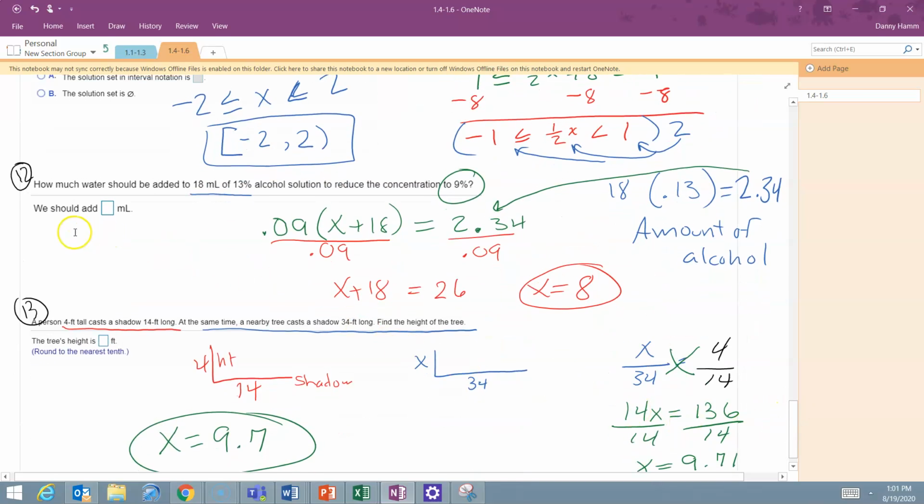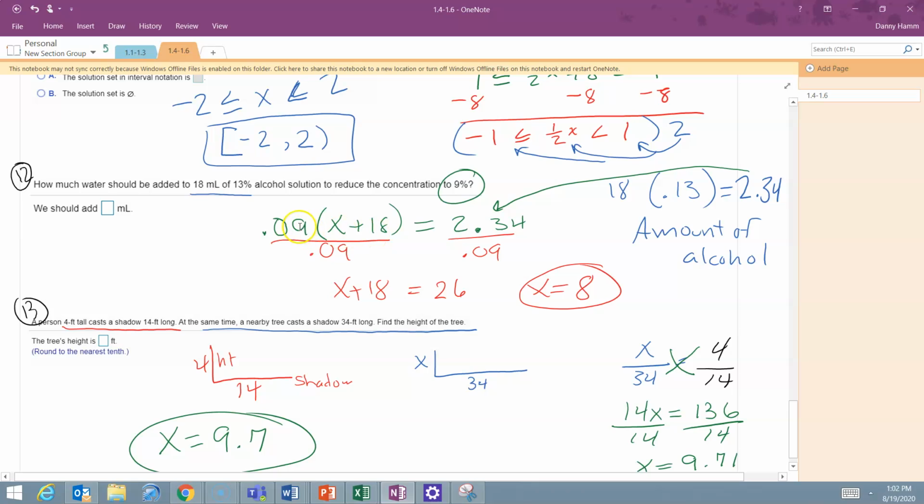And all these problems I know you guys love. How much water should be added to 18 milliliters of a 13% alcohol solution to reduce the concentration to 9%? We love it. So first of all, we have to find out how much alcohol is in that first solution, because that is going to remain the same, because we're adding water to it. When we multiply 13% times 18 over here, we get 2.34 milliliters of alcohol. That is going to remain the same, so it's going to be part of our solution.